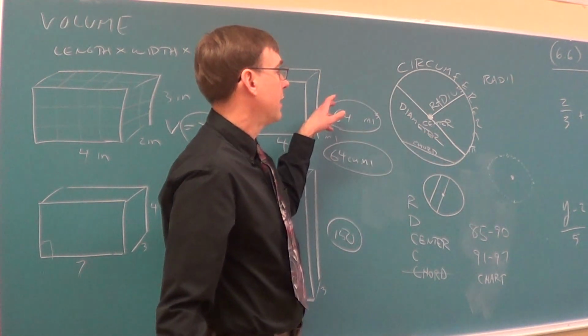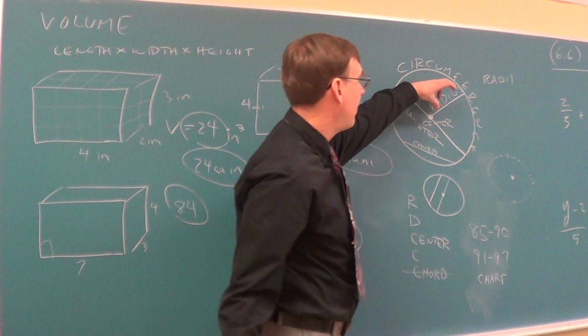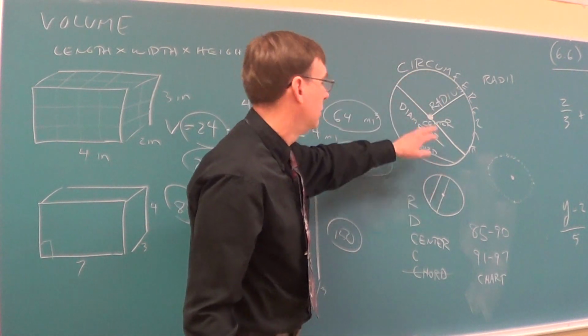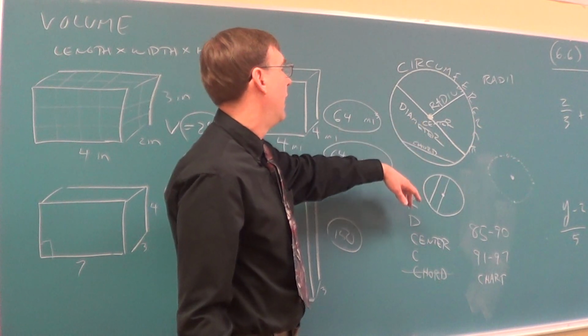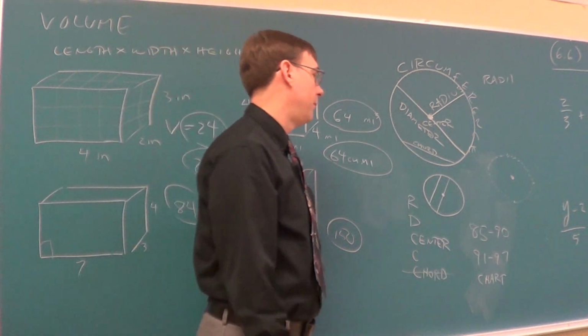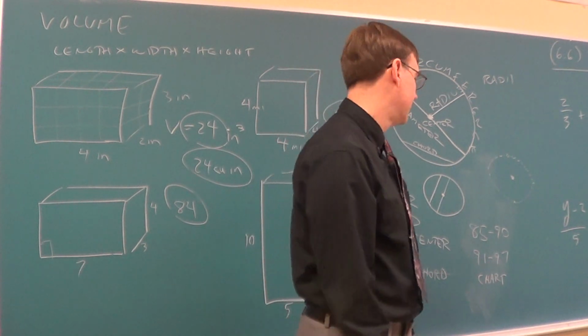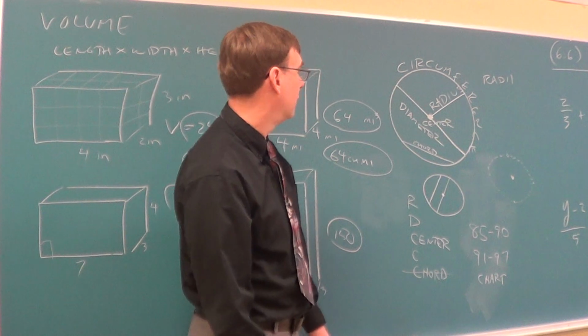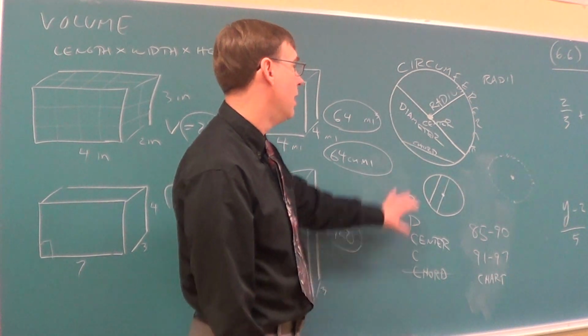The words you need to know though for about a week from now when we'll quiz: circumference goes around the circle, that's like the perimeter. Radius goes halfway through, touches the center. The diameter goes the whole way through, touches the center. And you should know the word center. Yeah, center, circumference, and then chord, radius, diameter.